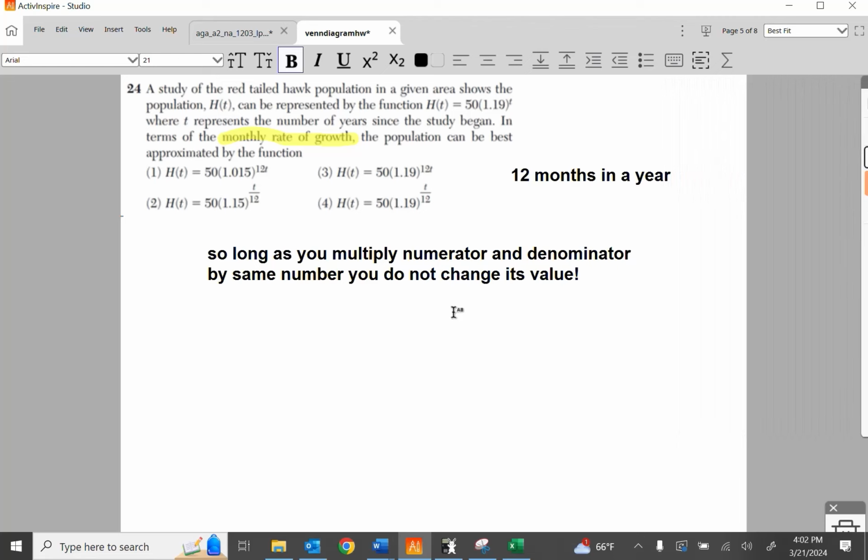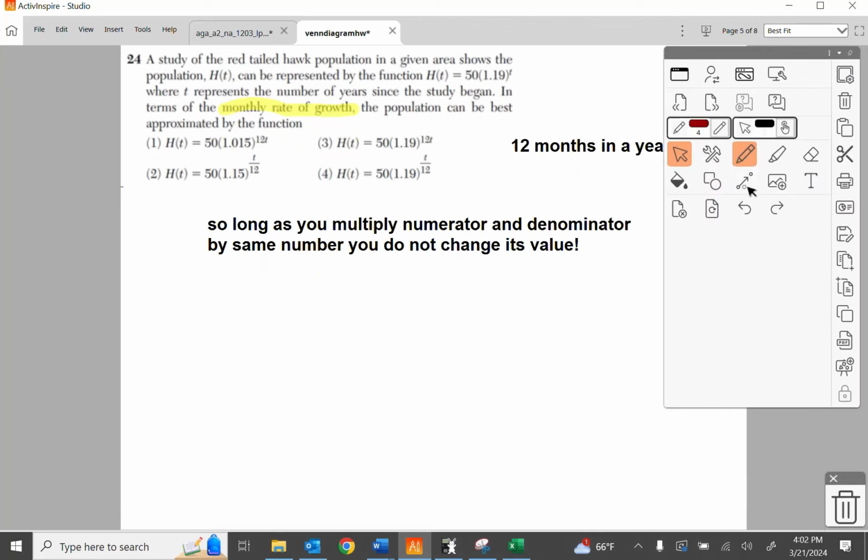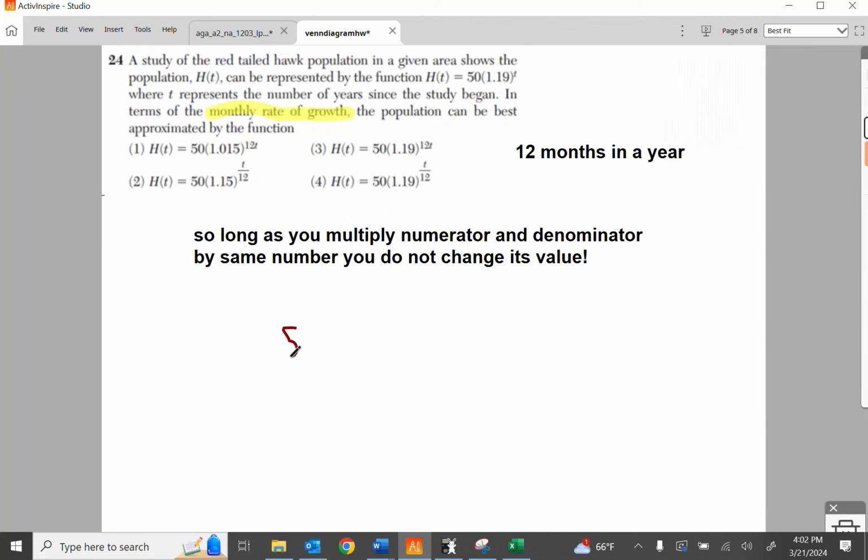Now, where I do the multiplication is going to be kind of interesting to some people. I'm going to do the multiplication to the exponent. I have a t, and I'm going to multiply it by 12 over 12. Now, I have properties of exponents that let me do this. I have a property that says x to the a, to the b, is x to the ab. I am able to move pieces inside, okay?